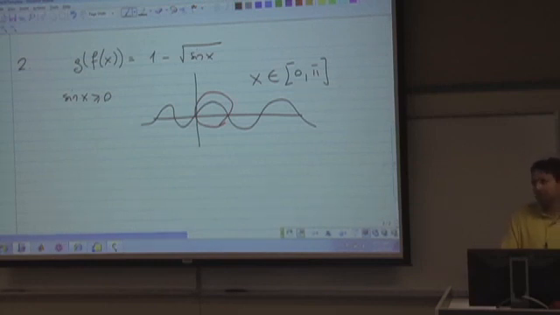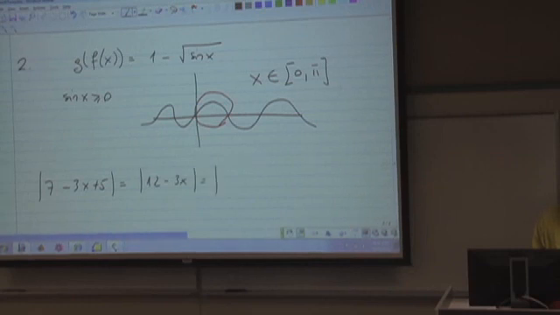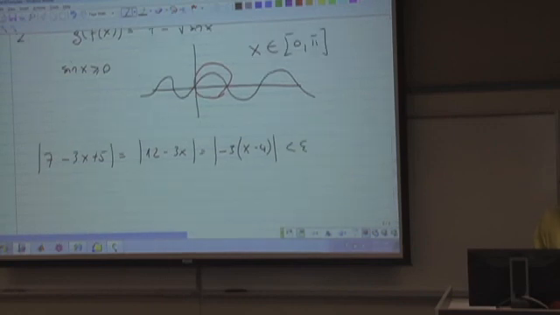How much time have I spent on negative numbers coming out of absolute values? I actually counted. More than half the class, among those of you who attempted problem number 3, said that the absolute value of 7 minus 3x plus 5, which equals 12 minus 3x, which equals the absolute value of negative 3 times x minus 4, is less than epsilon. Therefore, the absolute value of x minus 4 is less than epsilon over negative 3. Wait, is that the right answer? No.